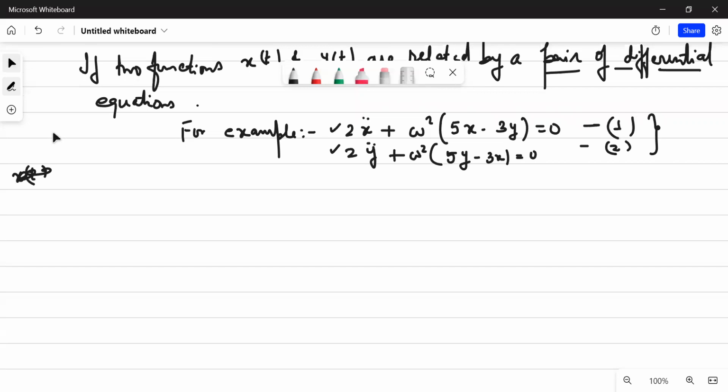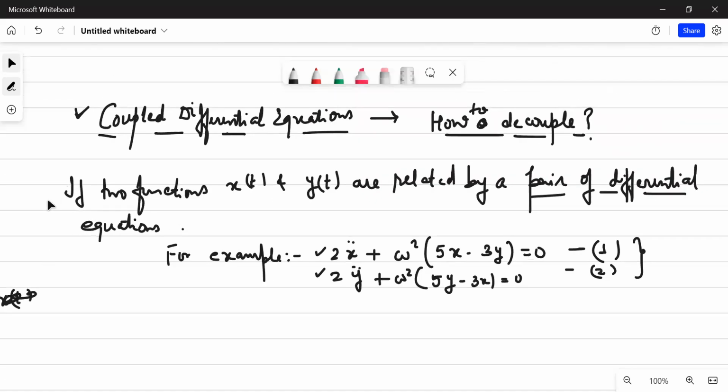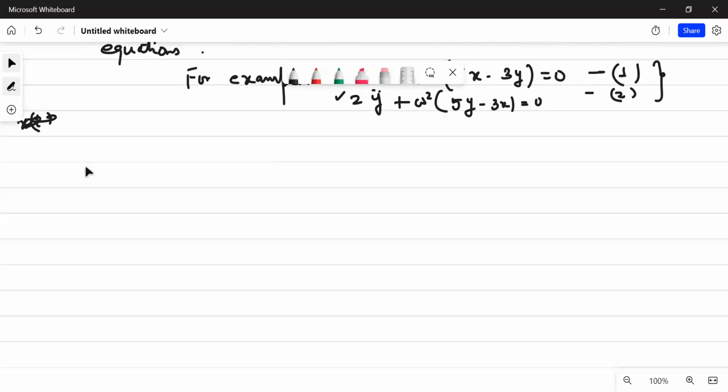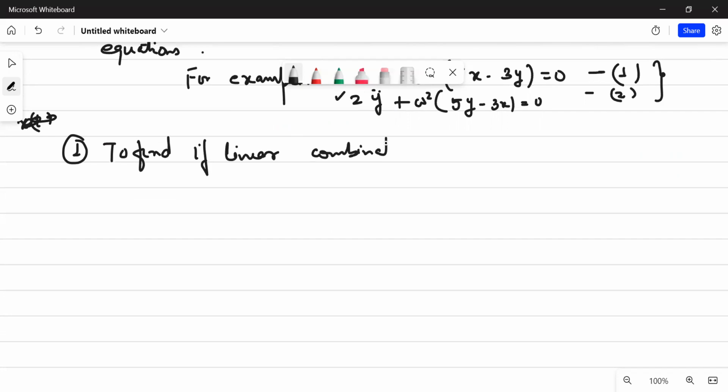Although when we'll be doing Lagrangian formalism of oscillations, we'll be doing the same sort of problems there also, our approach would change. But right now let us take an easier approach to do the same. So one of the ways can be to find if a linear combination of x and y can work.